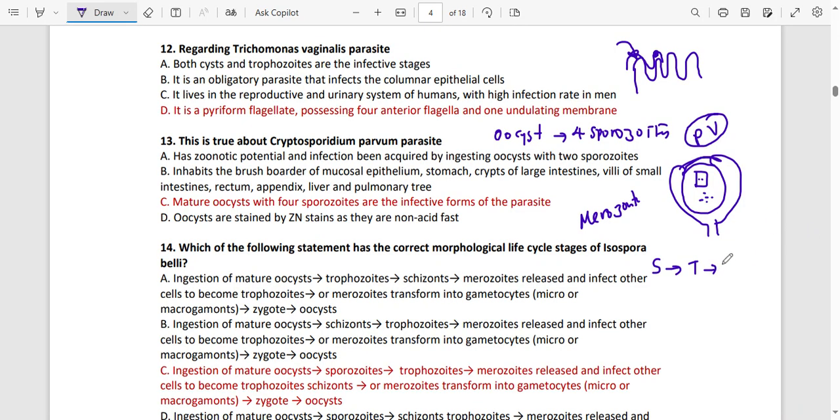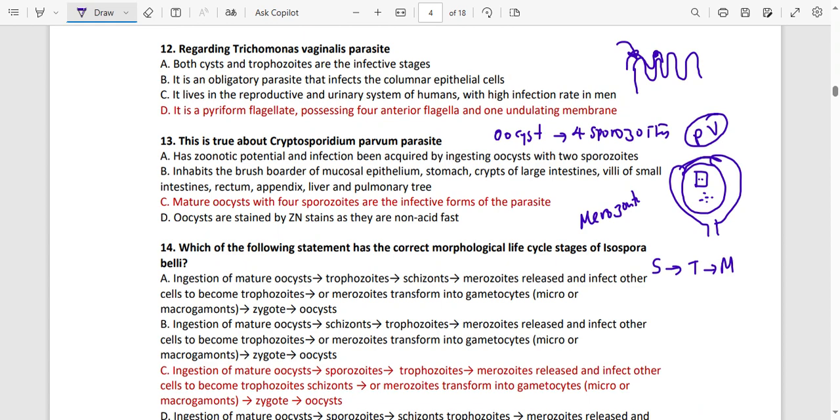So we have converted them into a meront. Now these meronts are later on going to undergo asexual division. Because these are meronts, we also call it merogony. That's asexual.